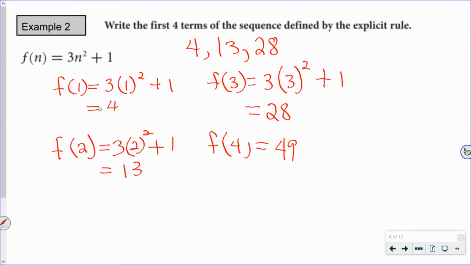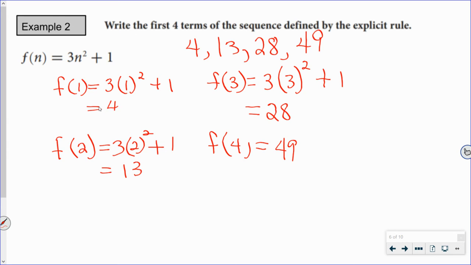49. So I'm going to say she's right, but I'm going to go ahead and double check her just to make sure. So if I put in 4, 4 squared is 16. 16 times 3 is 48, plus 1, 49. Yep. You're right on. So those are the first 4 terms.